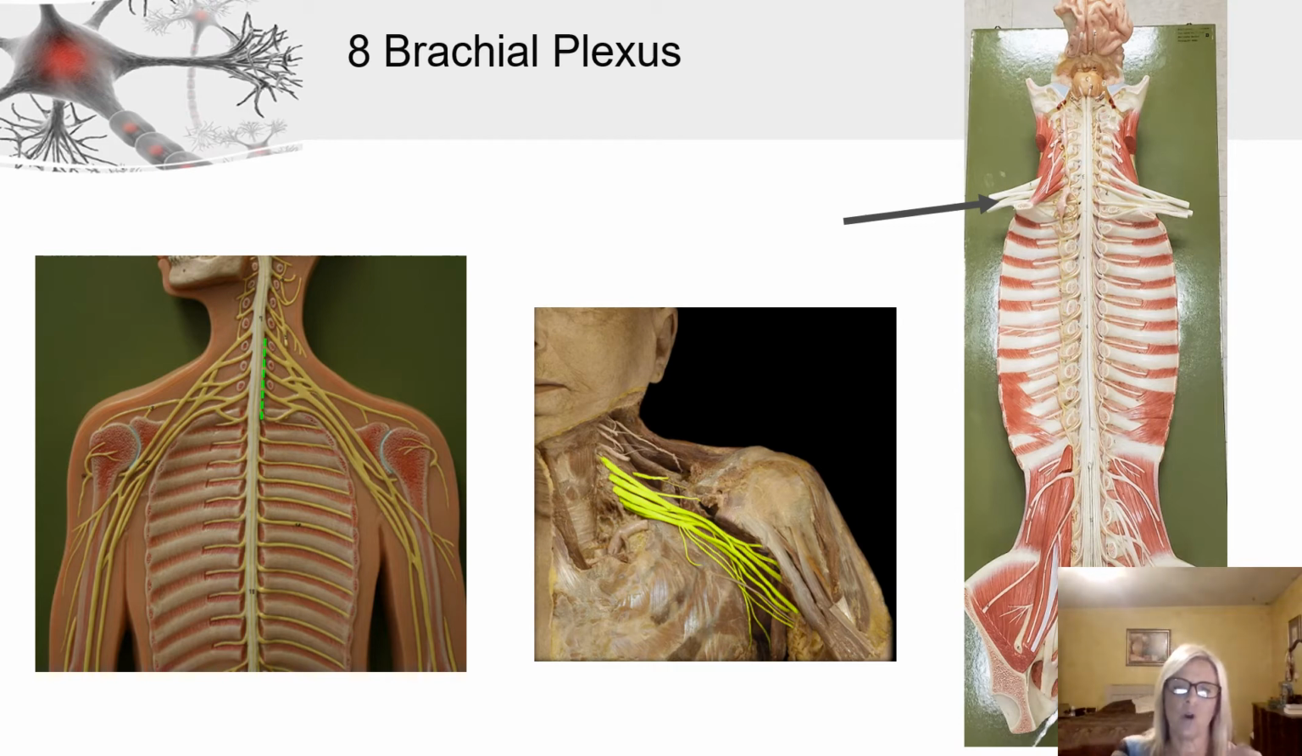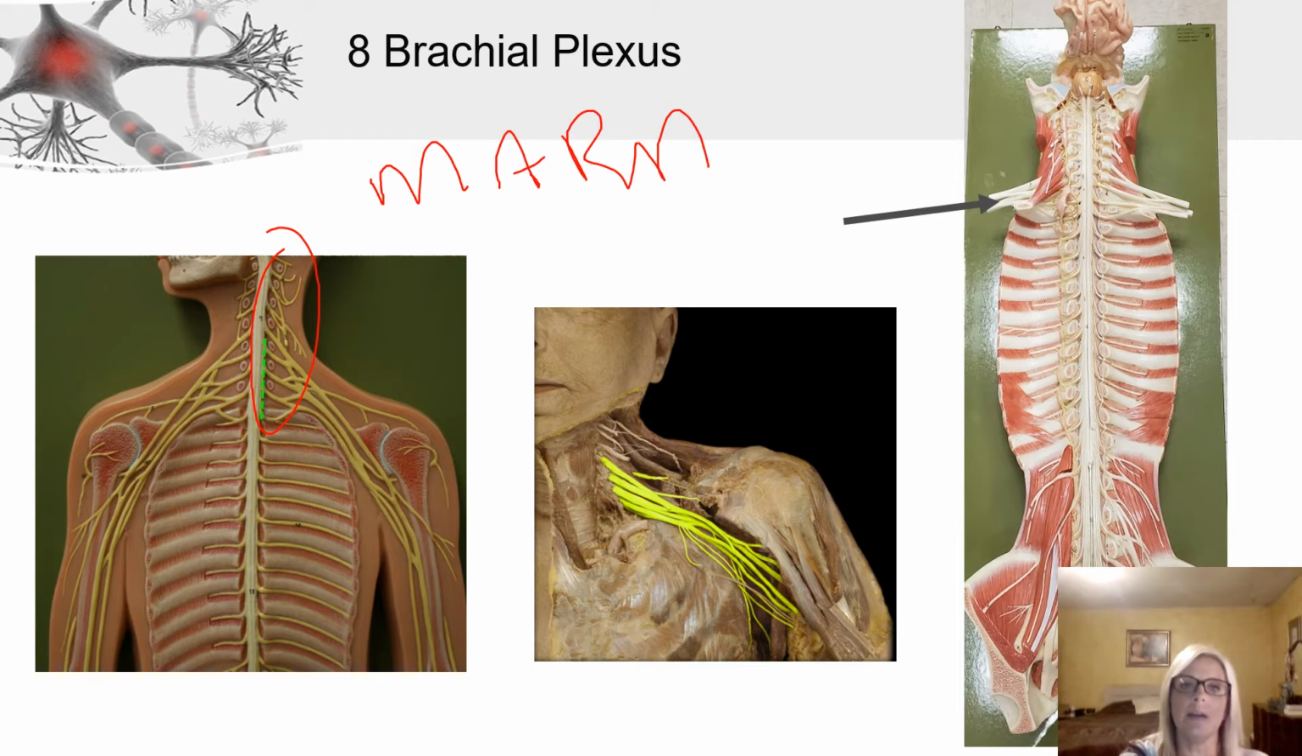That's important to know, because if you come to the lab and you look at the cadaver, the easiest way to sort them out is to find where they originate from the spine, and you can actually count down and find them. So that's very helpful. The way to remember these 5 is MARMU, M-A-R-M-U.